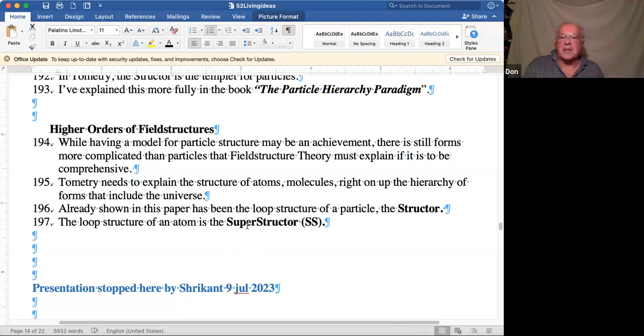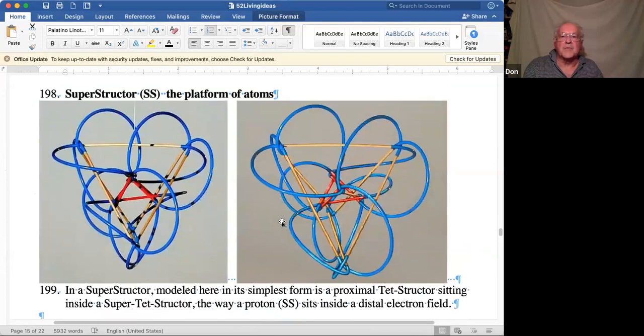So I've already shown you the structure, which is the template for particles. The template for atoms is the superstructure, and that is this form. Here we can see the nucleus, tetrahedron, and the tetrahedron in the electron cloud field. And so that is the model for atoms, the superstructure, polyhedra inside of polyhedra. And I've built other models where I go for different shells. Like this will be the first shell of an atom, but atoms have 6 shells.